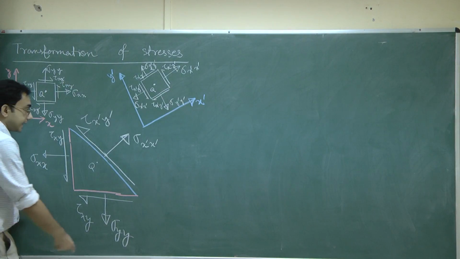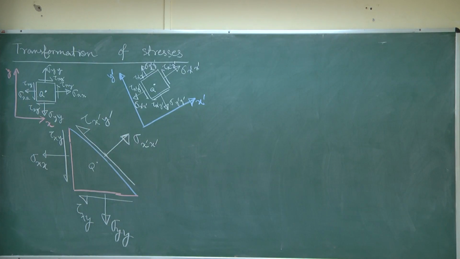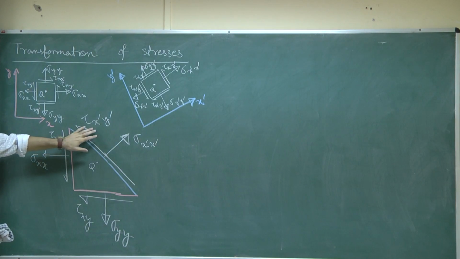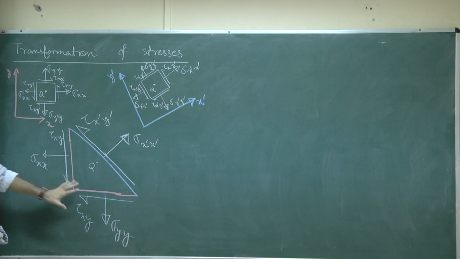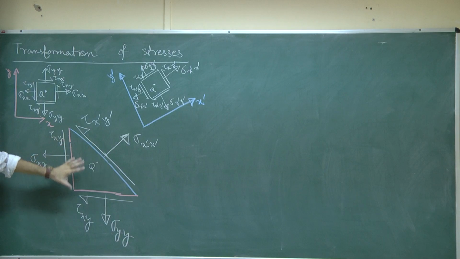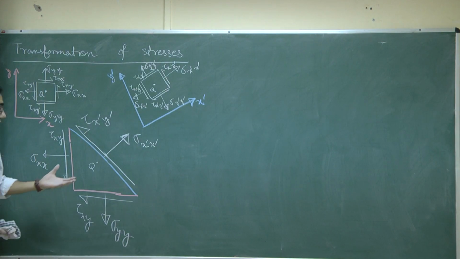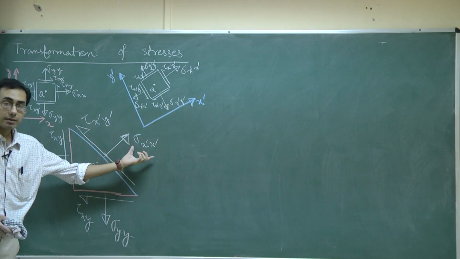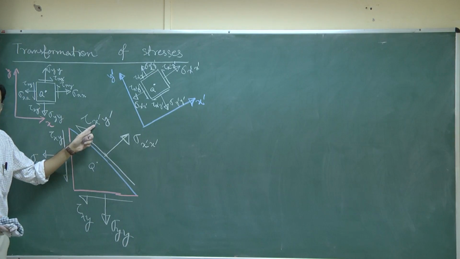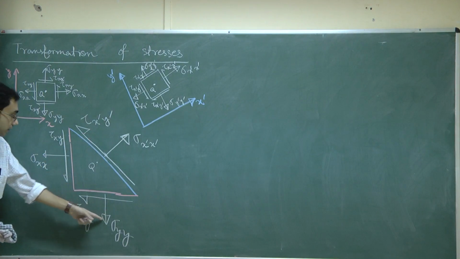So, using the static equilibrium of this picture, I should be able to obtain the relationship between sigma x dash and these things and the tau x dash y dash and these things. And as I have already mentioned, the strategy that I will follow is again to consider the static equilibrium of this thing. So, what should I do? In which direction should I obtain the static equilibrium? Well, as I have already mentioned, I want to express my sigma x dash in terms of these things, and next I want to obtain the tau x dash y dash in terms of these things.